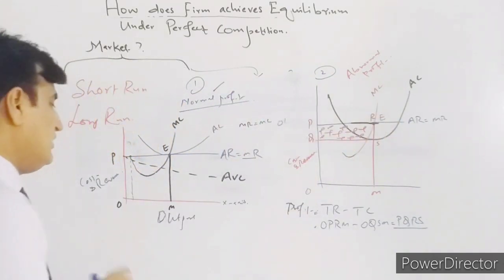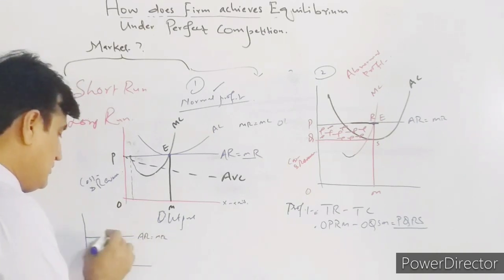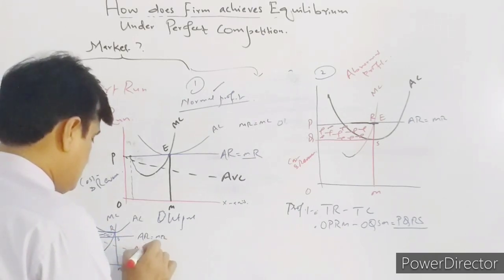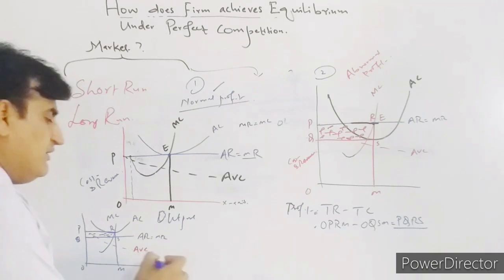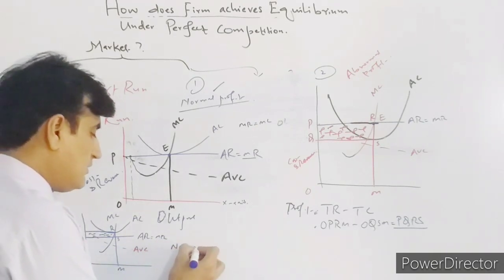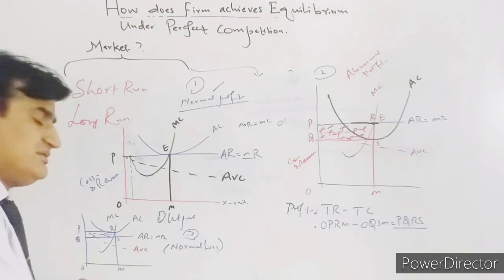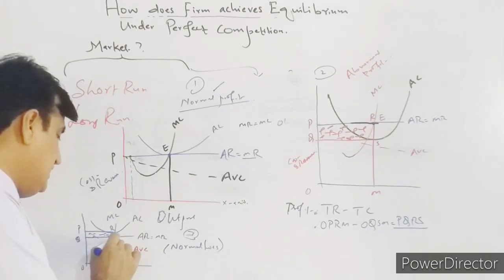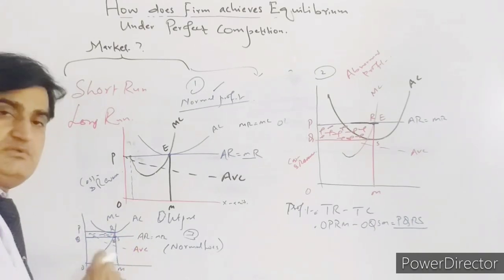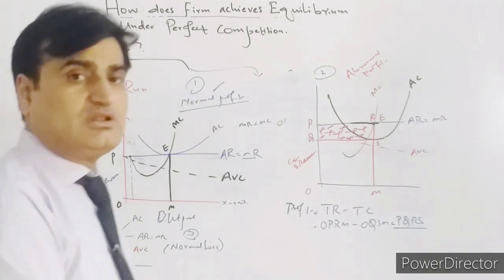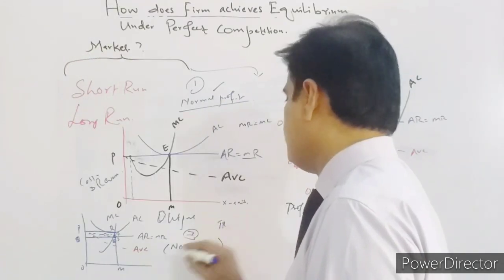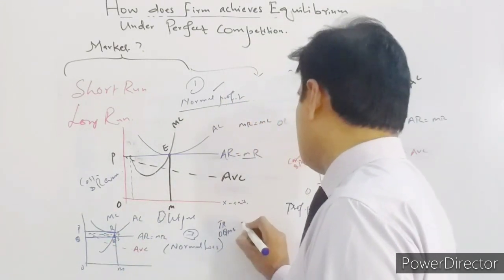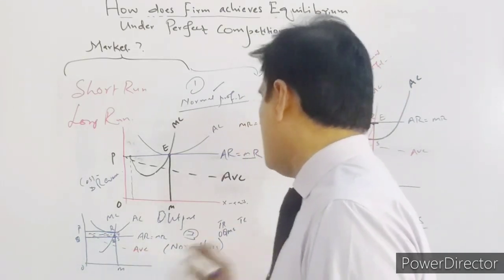This is the third case where the firm is in normal loss under short run. The firm is achieving equilibrium where MC touches MR from below, that is the point of equilibrium E, and the total revenue of the firm is less than the total cost. So total revenue of the firm is OQMS, whereas total cost of the firm is OPRM.